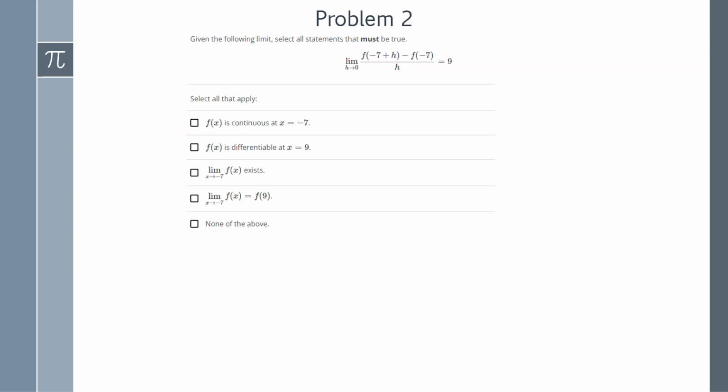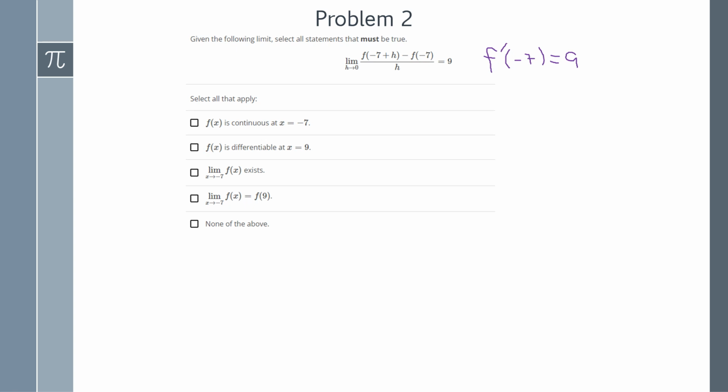Let's take a look at the last example for today's lecture. Here we're given the following limit: the limit as h goes to 0 of the quotient f of -7 plus h minus f of -7, divided by h, is equal to 9. This is saying this limit does exist and it's equal to 9. Equivalently, we can say f prime evaluated at -7 equals 9. This is how we would interpret this expression.